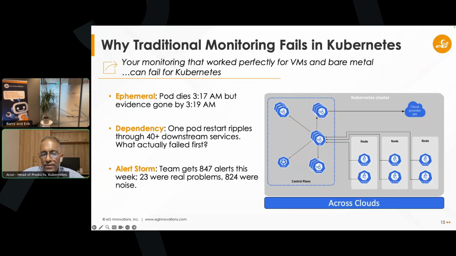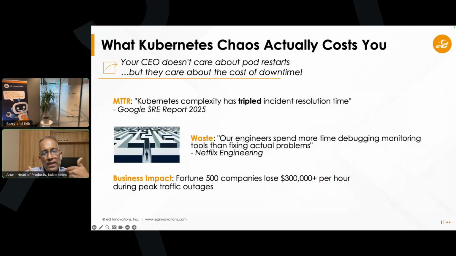And what you have is the core issue could be the fact that the payment gateway is down, but you could have hundreds of alerts confusing your team and flooding your team, right? So the net effect of all this is that you have utter chaos, and to cut through that chaos, traditional tools are not enough. You need Kubernetes native monitoring tools. So next slide, we'll look at what is the impact of this.